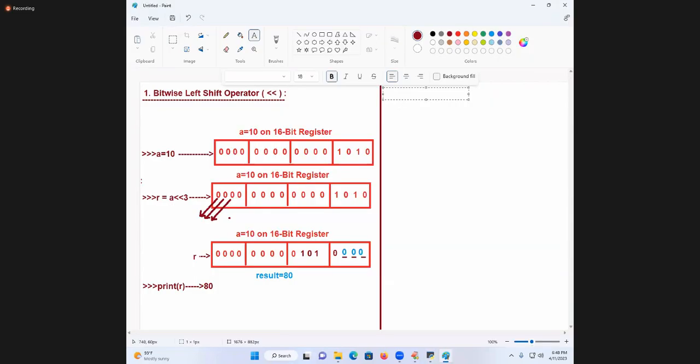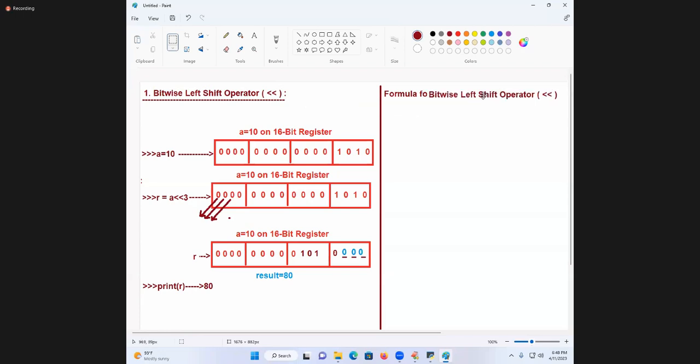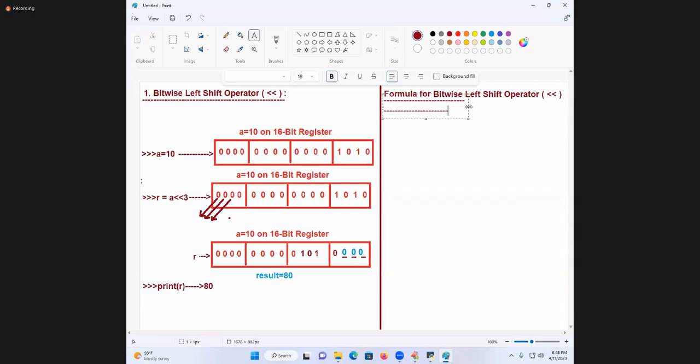Do you know the formula? I am writing a shortcut formula. If you go to the entrance exams, some shortcut formulas will be there or not? Formula for which operator? Right shift, left shift operator. Formula for left shift operator, I am going to tell you. Try to look at the students. So let us watch this now. I'm going to give you the conclusion. So see students, I'm going to write it here.